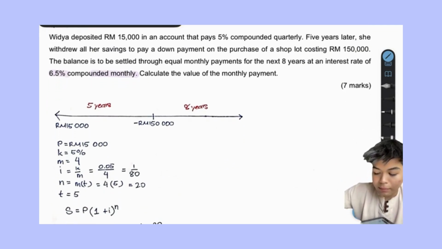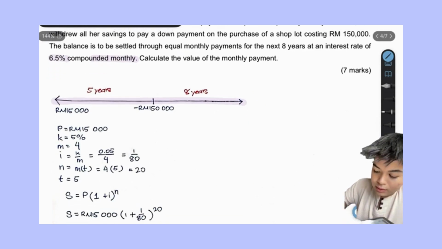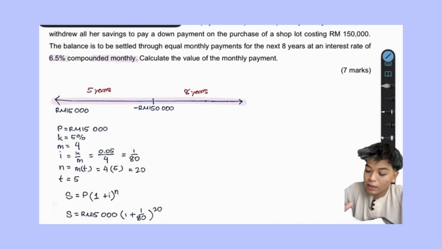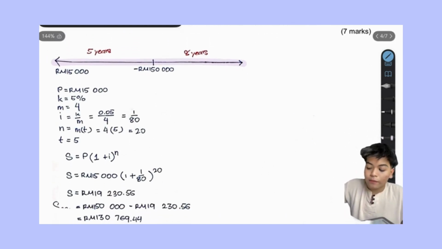Calculate the value of the monthly payment. So we need to make a timeline like this. So P equals 15,000, K equals 5% or 0.05, M equals 4, I equals K over M equals 0.05 over 4 equals 1 over 80. N equals M times T equals 4 times 5 equals 20, T equals 5.